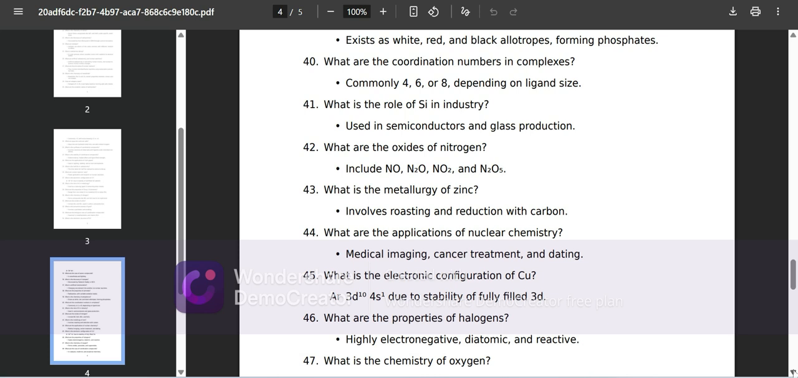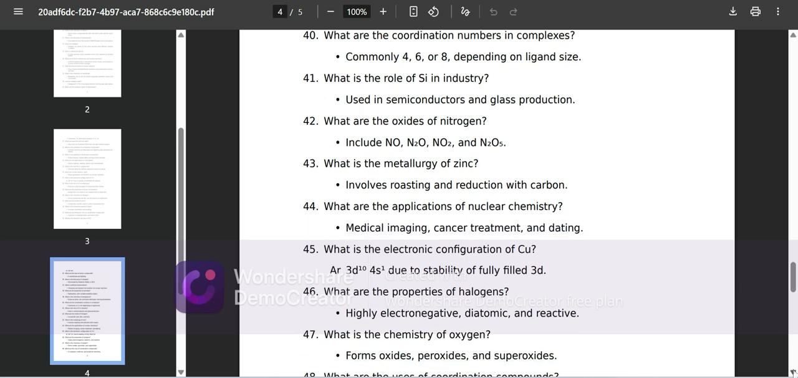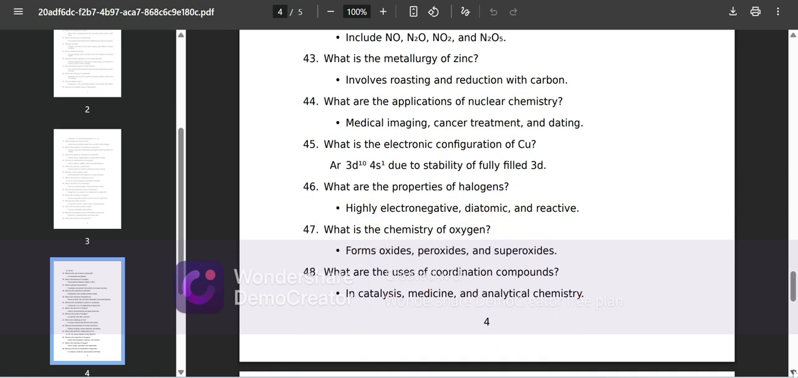What are the oxides of nitrogen? Include NO, N2O, NO2, and N2O5. What is the metallurgy of zinc? Involves roasting and reduction with carbon. What are the applications of nuclear chemistry? Medical imaging, cancer treatment, and dating. What is the electronic configuration of copper? Ar 3d10 4s1, due to the stability of the fully filled 3d.